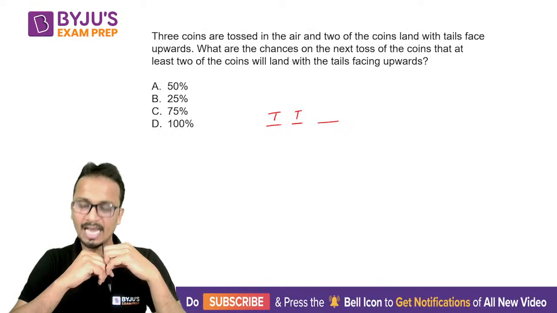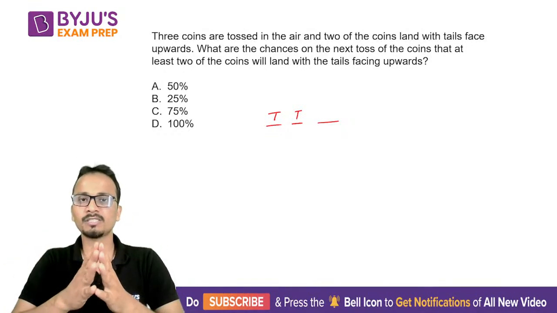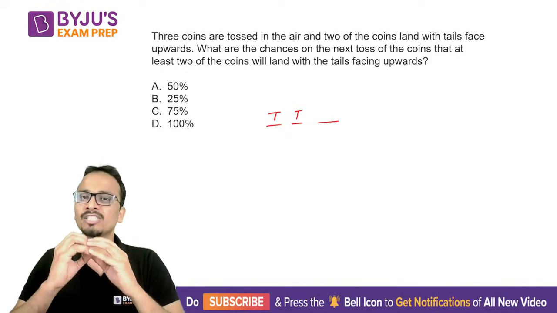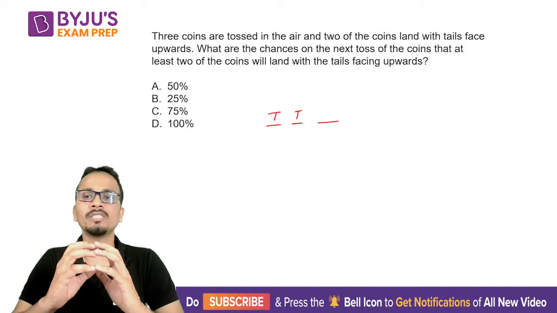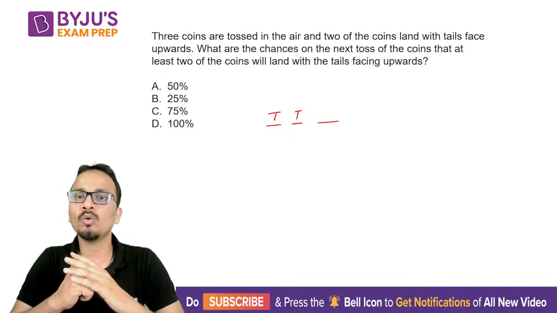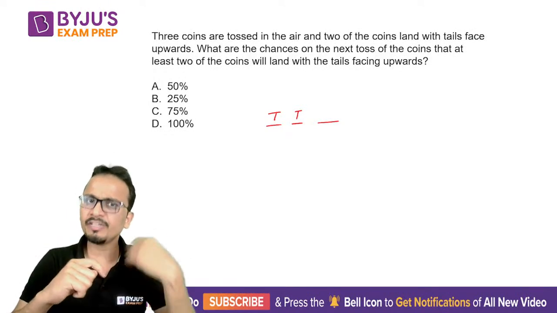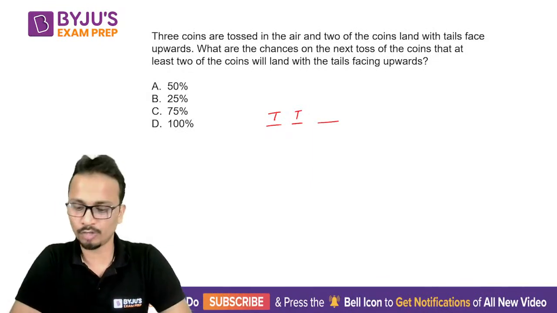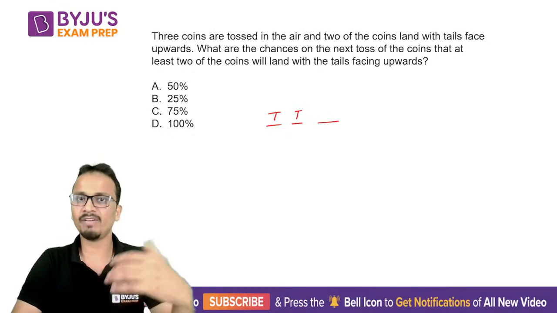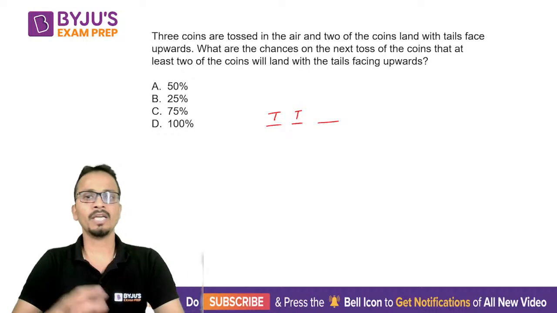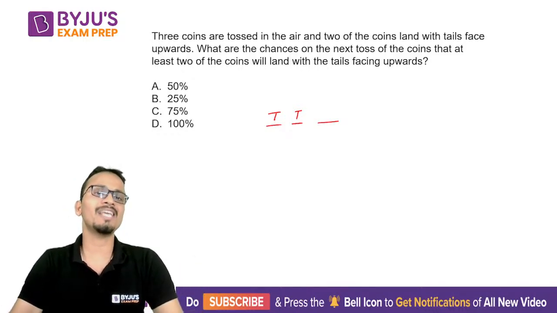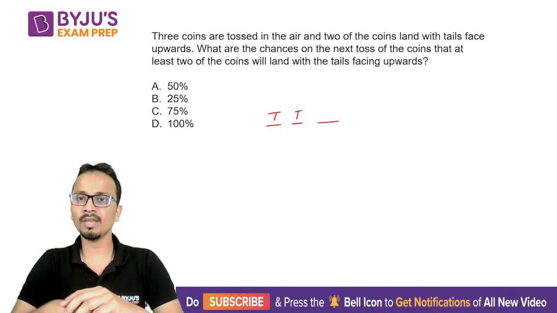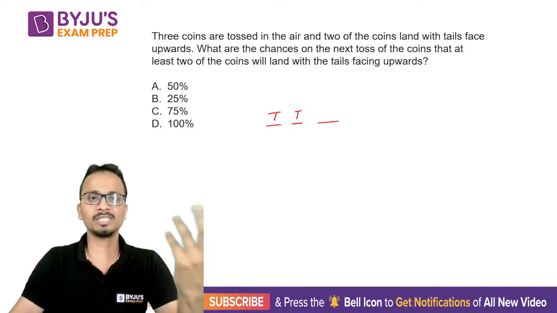Okay, so the answers are A and B. Now, first of all, out of 3 coins, if 2 have landed with the tail facing upwards, the question is, what are the chances on the next toss that at least two coins will land with the tail facing upwards. So the previous toss of the coins will not decide the outcome of the next toss. Whatever result was there in the previous tosses, it will not affect the result of the next tosses in any way. All these events are totally independent from each other. So you can solve this question with a general way of probability.